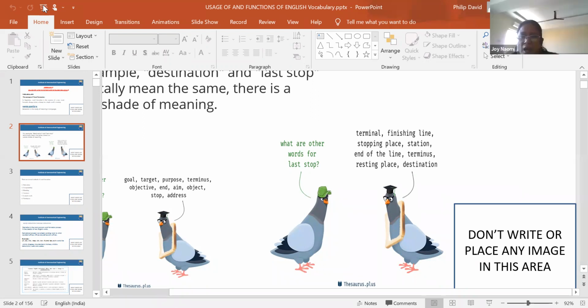All right. Next, R6, please read the meaning for last stop. Just what you can see on the screen, read the meaning for last stop. Terminal, finishing line, stopping place, station, end of the line, terminus, resting place, destination. All right.